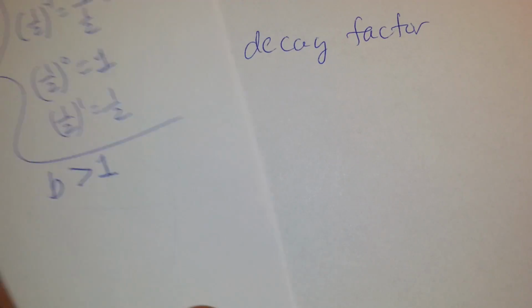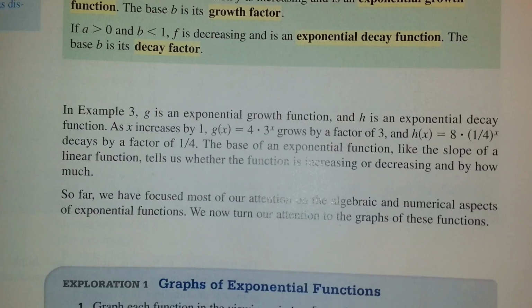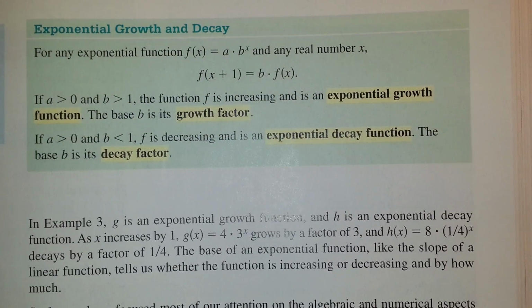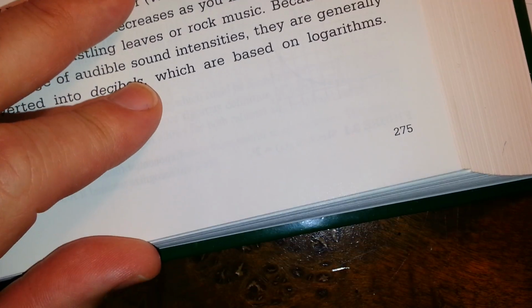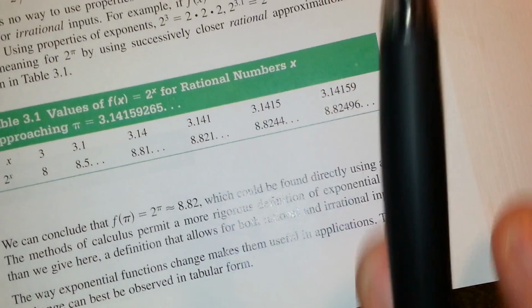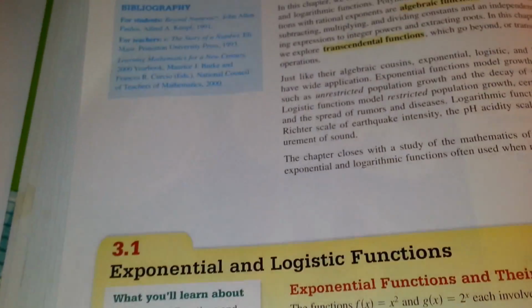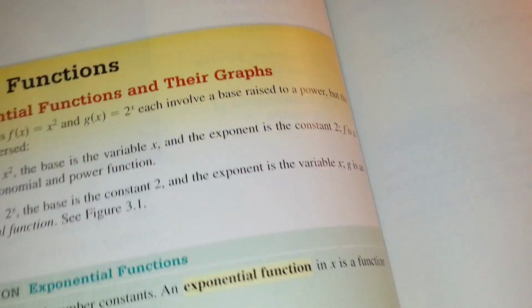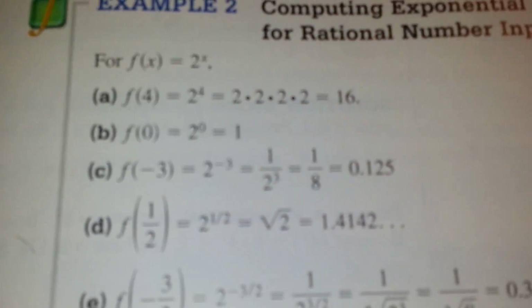If you have the textbook, I don't think 5th period class does, we're going to be looking at page 276. 275 is where this starts, and we're going to have some definitions. 276 is the page here, and on 277 are some of the examples I went over.